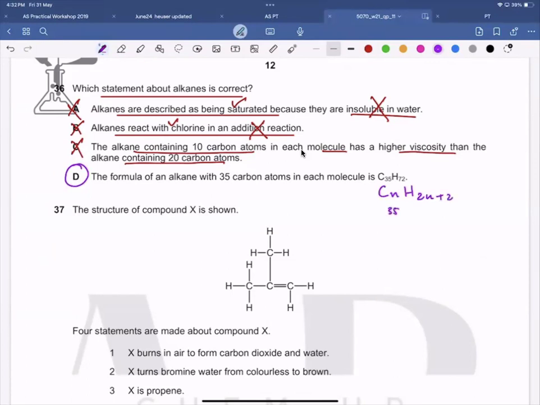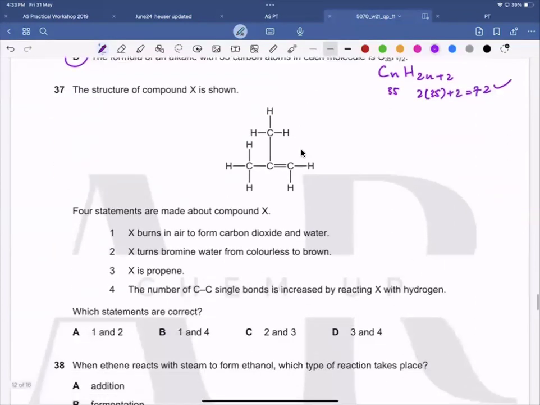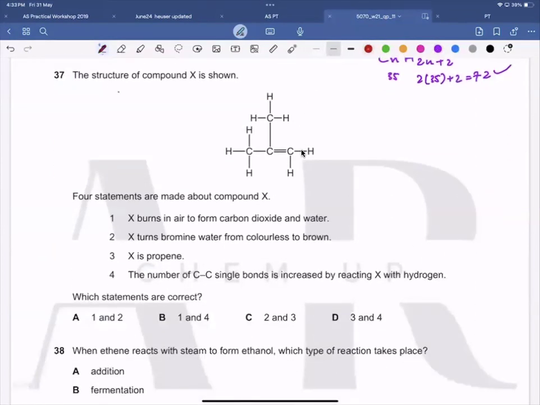So you can verify it with CnH2n+2. So if it's 35, then it is going to be 2 times 35, which is 70, plus 2. So yeah, 72. So that is correct. Now question number 37. The structure of a compound X is shown. Okay. 4 statements are made about compound X. X burned in air to form carbon dioxide and water. Yes, this can be correct.